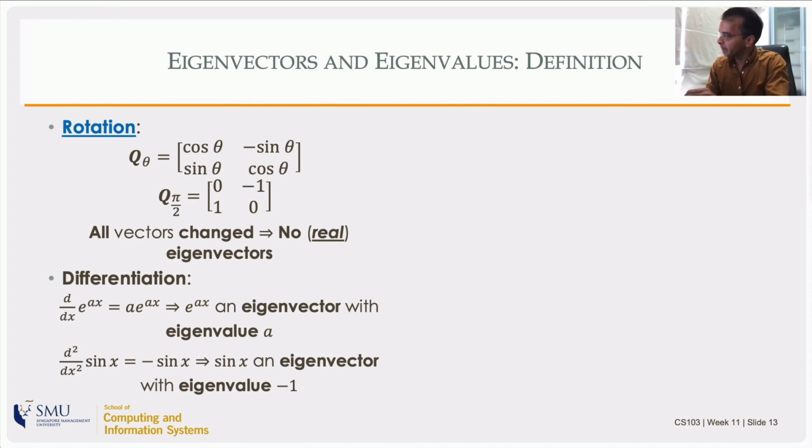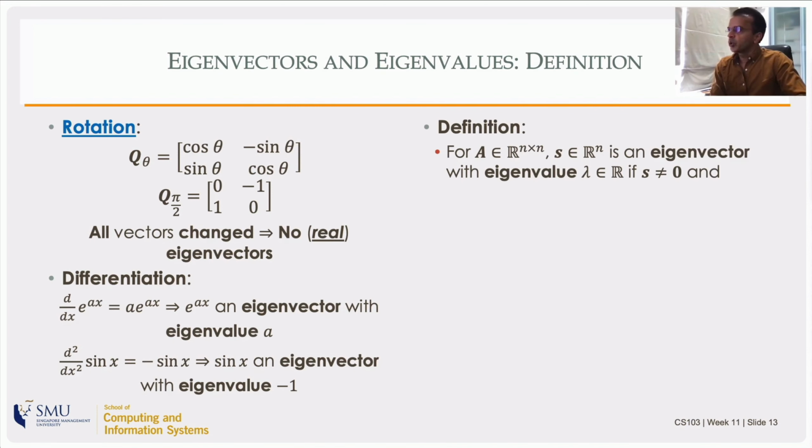So let me define this once more. For a square matrix A of size n by n, a vector in R^n is called an eigenvector with an eigenvalue lambda, which is a real value. Actually, I should relax this. For now, let's stay with real values. If I can write As is equal to lambda times s for a non-zero vector s, then s is an eigenvector and lambda is a corresponding eigenvalue.